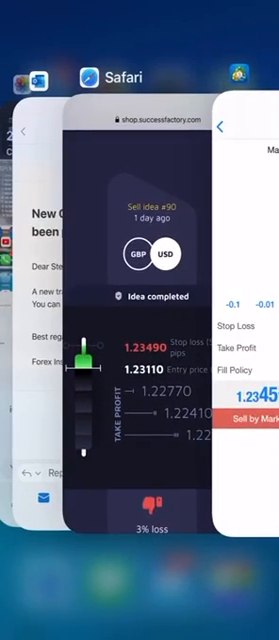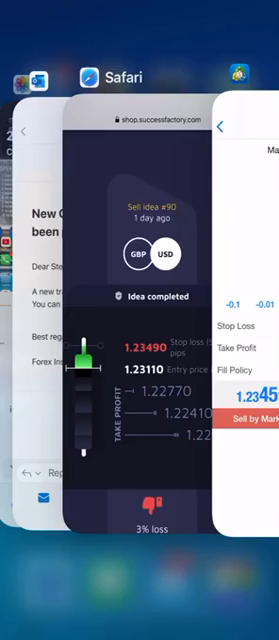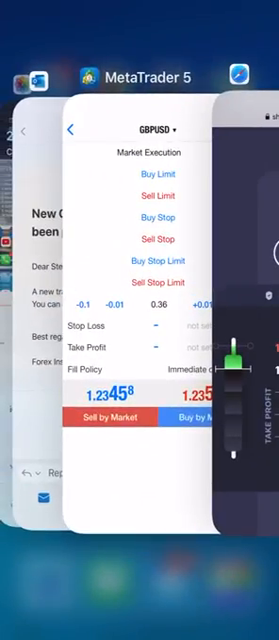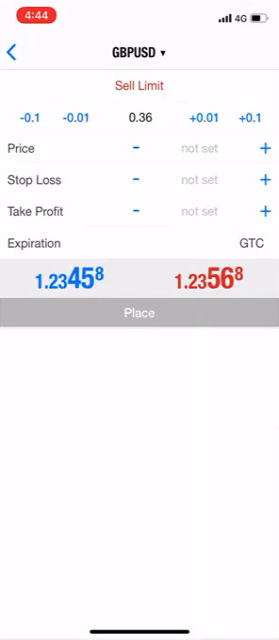I'm just swiping back and forth so I can show you exactly what you need to do. So you can see it's a sell idea. All right, here we go, sell idea. So we go back to the trade, so market execution, so we press on sell limit because it's a sell idea. Now immediately below that you will see a number.